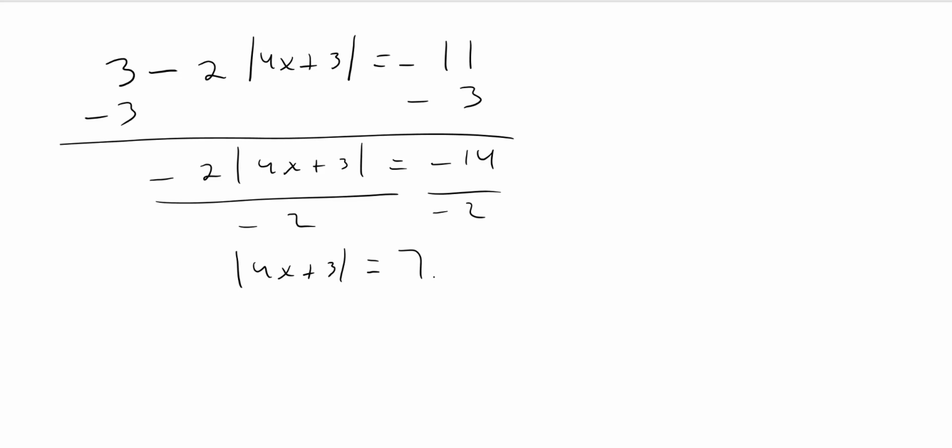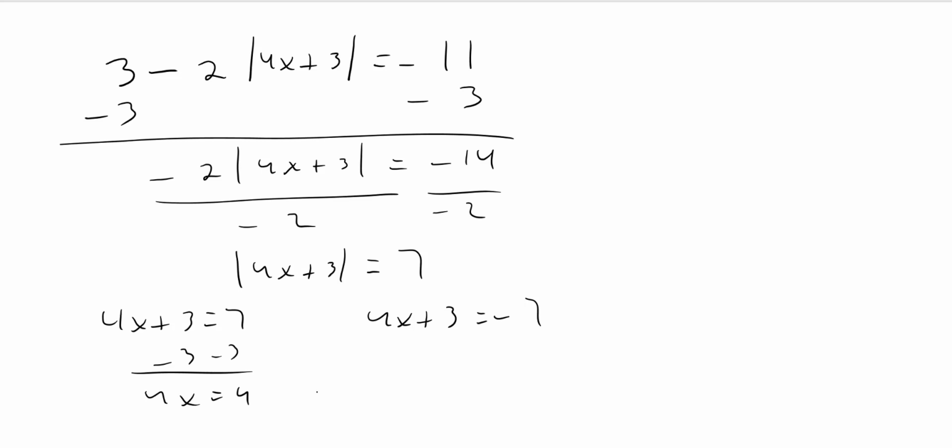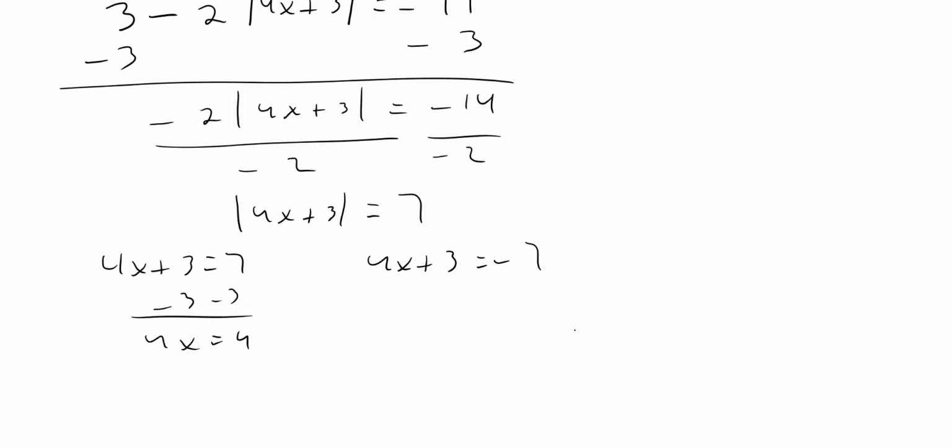There's nothing around it. So what you're going to do is you're going to say 4x plus 3 equals 7, and 4x plus 3 equals negative 7. Okay, and we solve. So minus 3. So 4x equals 4. Move this down just a little bit. And divide by 4. So x equals 1.